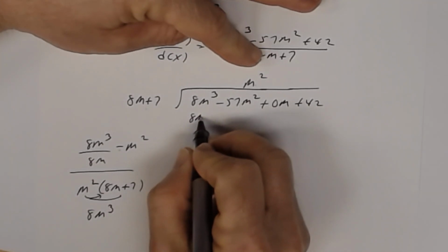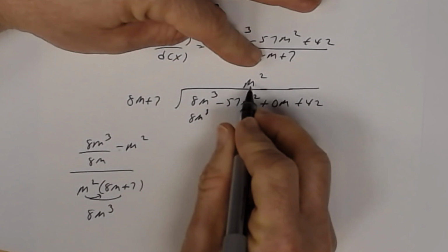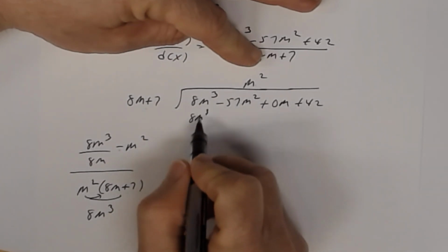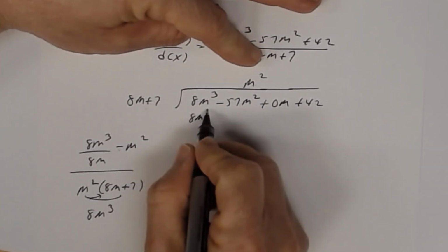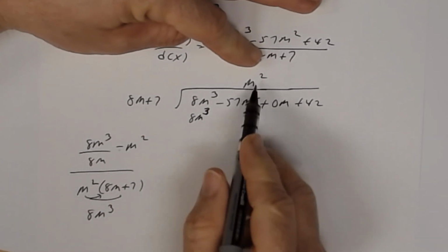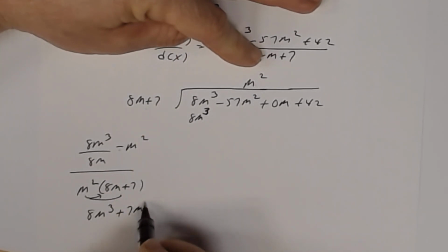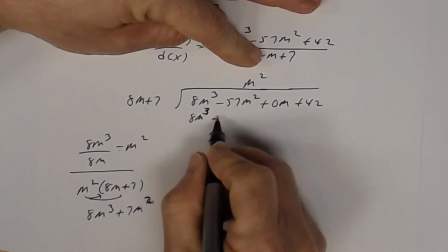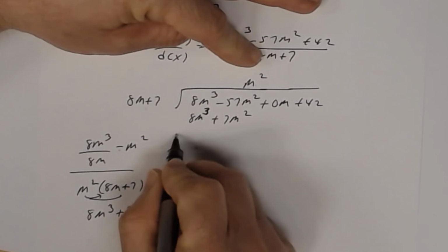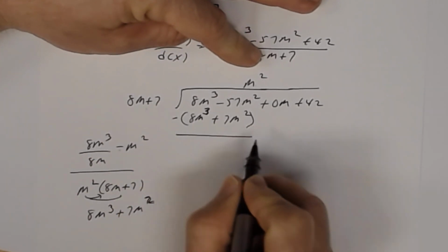And remember, if this is done correctly, then when you multiply, these two have to be the same. Then m squared times 7 is 7m squared, and that goes here, so plus 7m squared. Now remember, the next thing you've got to do is subtract.